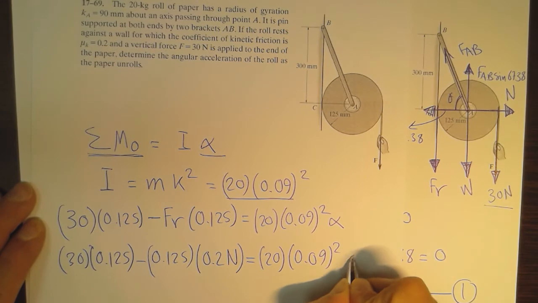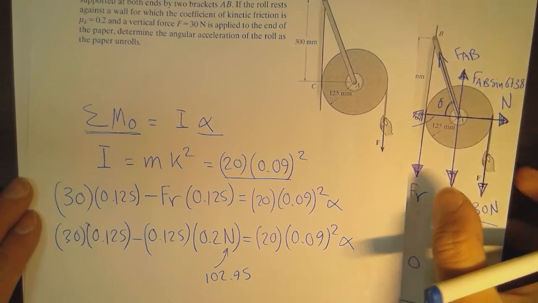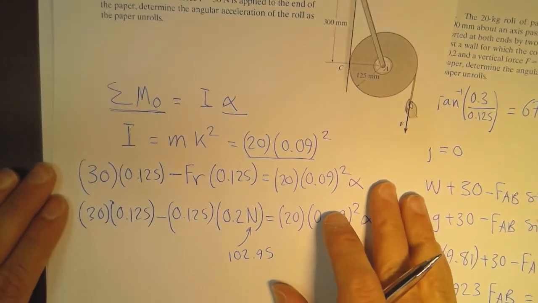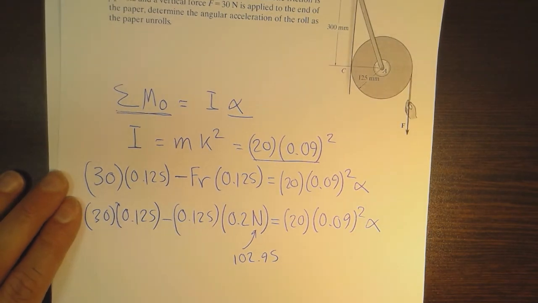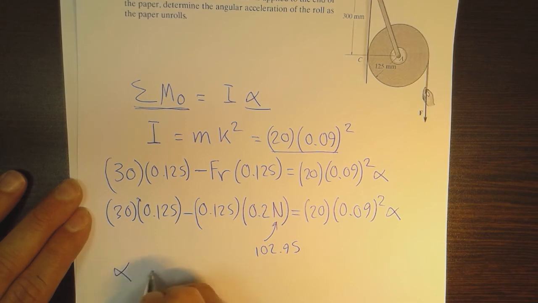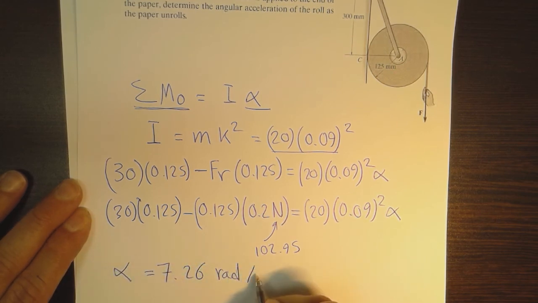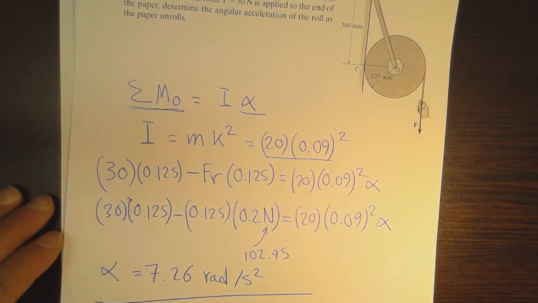The normal force was calculated already to be 102.95, and solving the equation gives us alpha to be 7.26 rad per second squared. That's it, and thank you for watching.